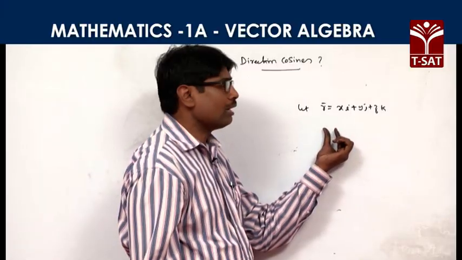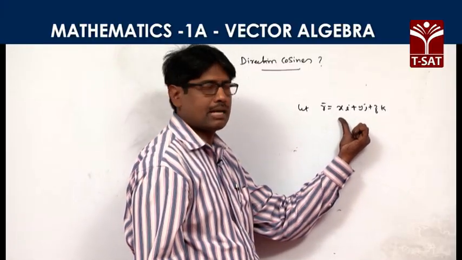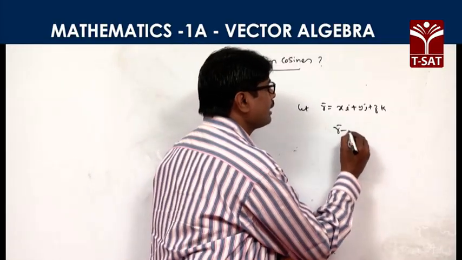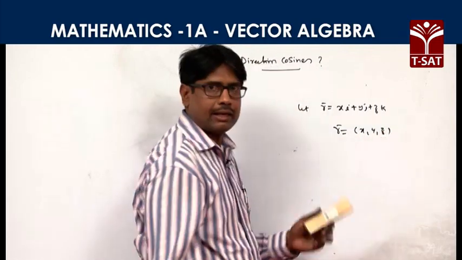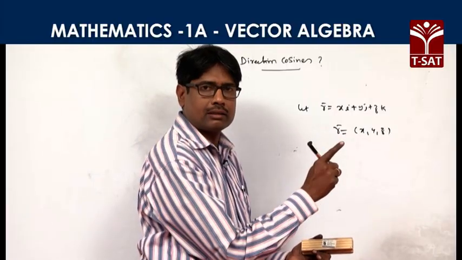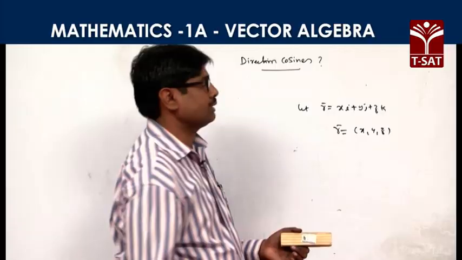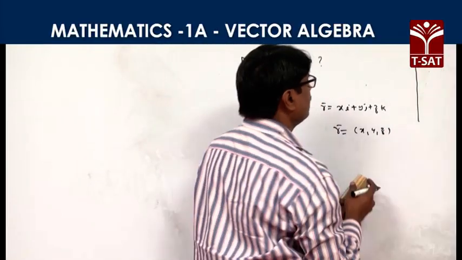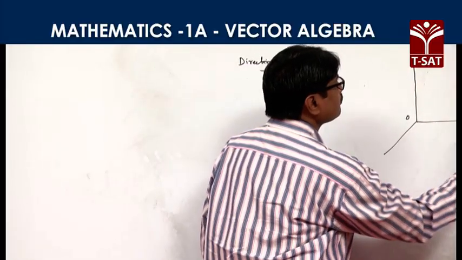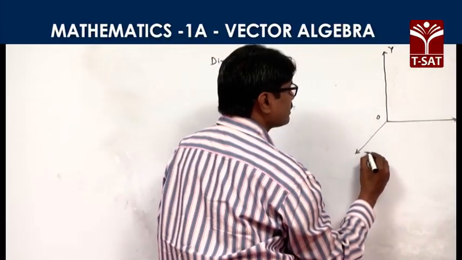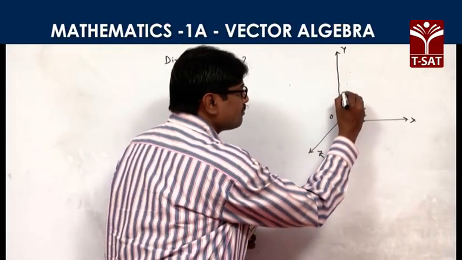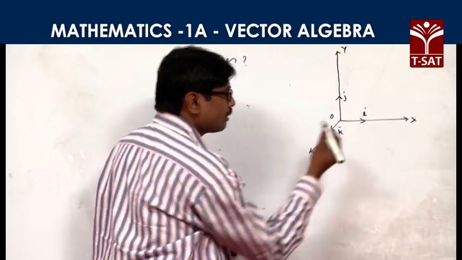R bar is a vector, with components along the x axis x units, y units and z units. It is written as an ordered triad in space, x comma y comma z. What are i bar, j bar, k bar? I bar, j bar, k bar are the unit vectors of the coordinate axes. For example, you take the space system, x axis, y axis and z axis, three mutually perpendicular lines. I bar is the unit vector of the x axis, j bar is the unit vector of the y axis and k bar is the unit vector of the z axis.